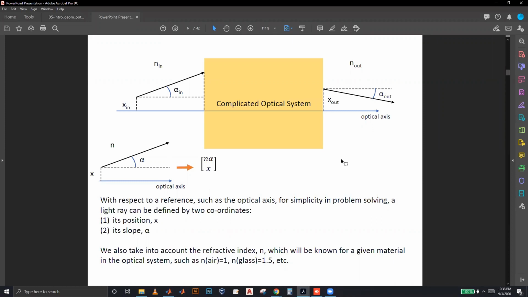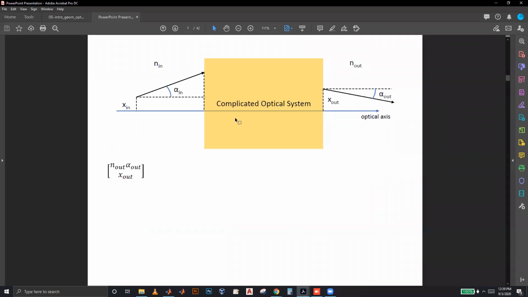Okay, so what is the matrix representation of the ray? This is something that's going to make our math a lot simpler. The concept is that with respect to a reference line, such as the optical axis, a ray of light can be very simply defined using two coordinates: its position with respect to the optical axis, which is given by the height, and its slope, which is given by the angle. We also take into account the refractive index in which the ray is traveling. Obviously, in the case of air, this would be 1. So we have this matrix representation, which takes into account the height, x, and n alpha, the slope of the ray. This simple matrix with two elements is sufficient for us to define the properties of the ray in an optical system with respect to the optical axis, which will always be there.